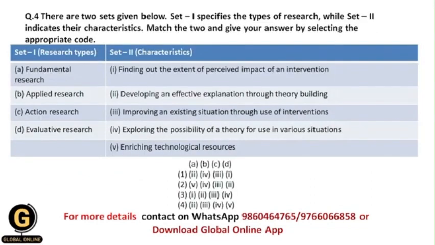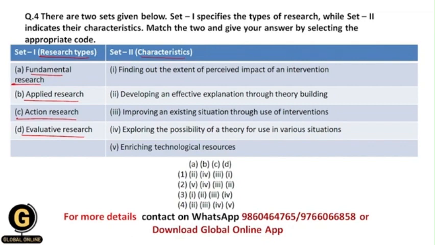Okay, now here students, we have given two sets, set 1 and set 2, and in set 1 they have given us research types, and in set 2 they have given characteristics of each research type, and here we have to match the correct characteristics to the correct research type. Okay, now here there are fundamental research, then applied research, action research, evaluative research. So these are basically the types of research which we have given in set 1. Now let us see what are the characteristics that they have given us.